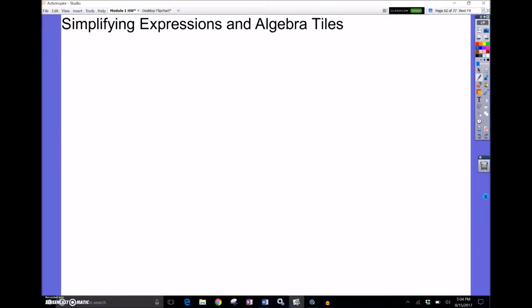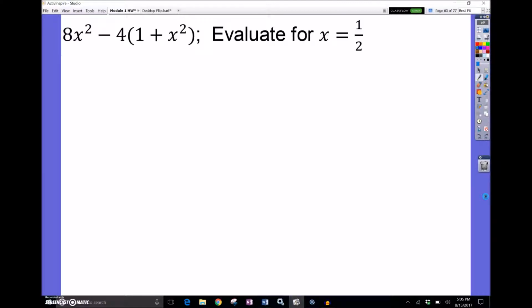Hello everybody. Today what we're going to be looking at is simplifying expressions and algebra tiles. We're really going to be focused on simplifying expressions and evaluating expressions. So on this example it says I have 8 times x squared minus 4 times the quantity of 1 plus x squared. Evaluate for x equals 1/2.